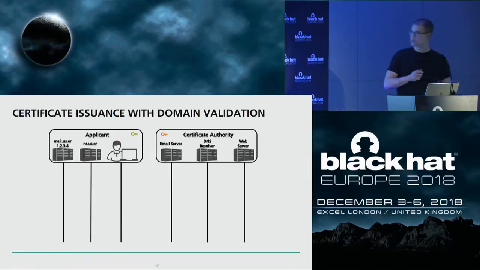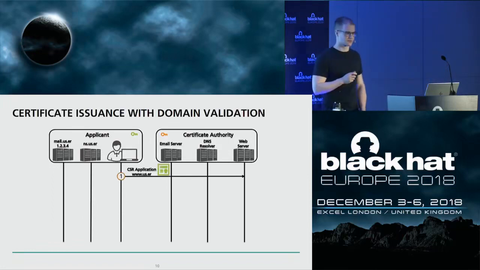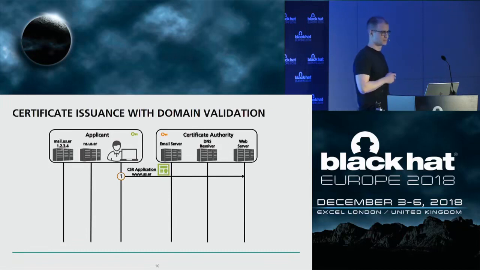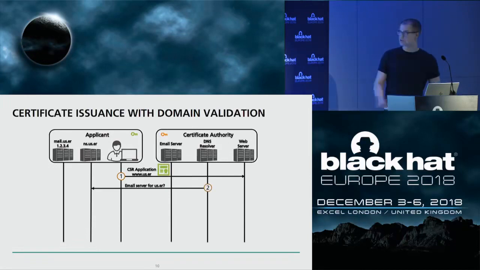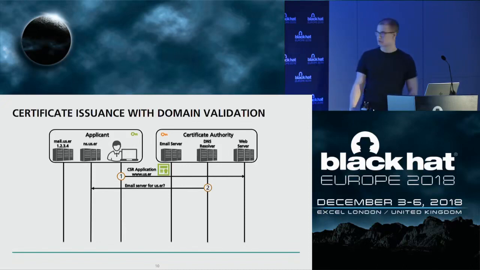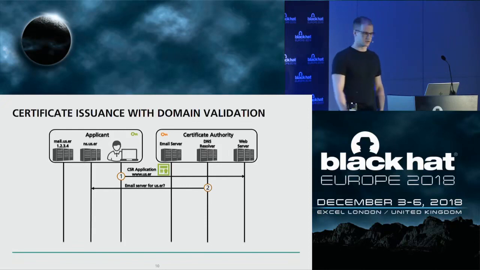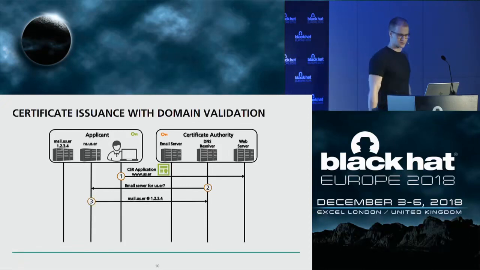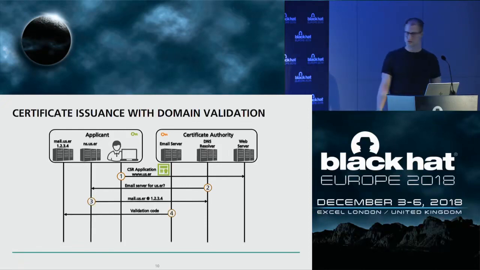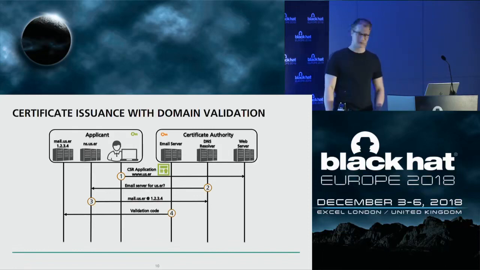So first, the applicant creates a certificate signing request locally and uploads it to the web server of the certificate authority. Then the DNS resolver of the certificate authority will ask the name server, which is authoritative for the applicant's domain, for the email server's name and IP address, which will answer that, of course. And now the certificate authority sends a validation code for the domain validation to the mail server under the applicant's control.